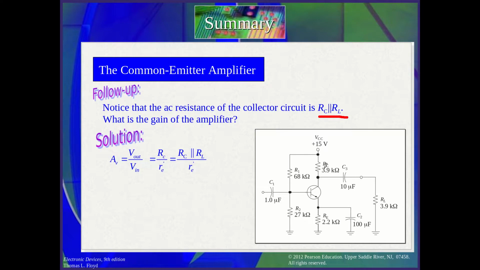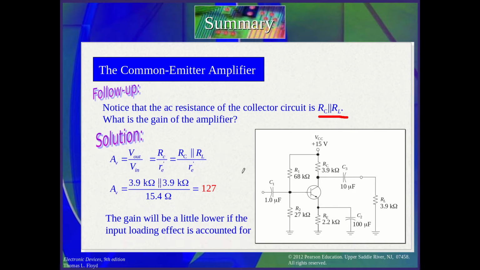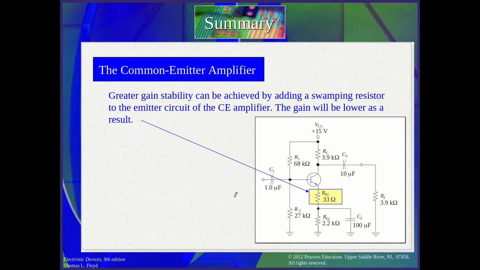So at the output is RC parallel with RL, and at the input he sees the RE dash. Okay, this is the AV. Now the gain will be a little lower if the input load is taken into account, if there is a load here. Okay, now here the common emitter, to gain more stability, you see here the circuit, we make some changes to gain some benefits, so it's not static. So it's not that you memorize a shape for the circuit and that's it.